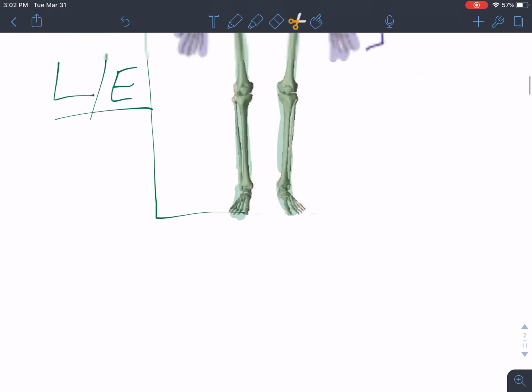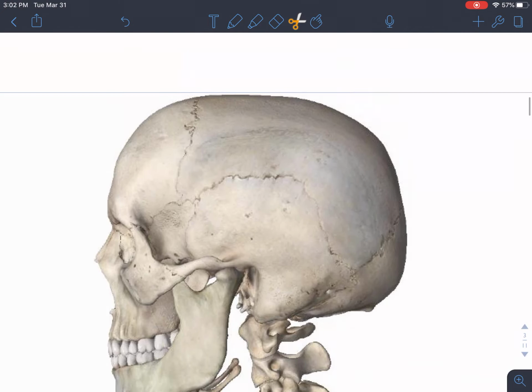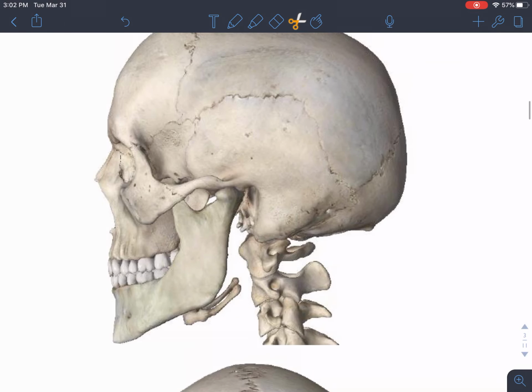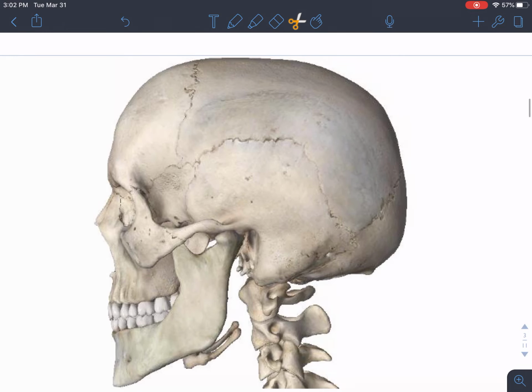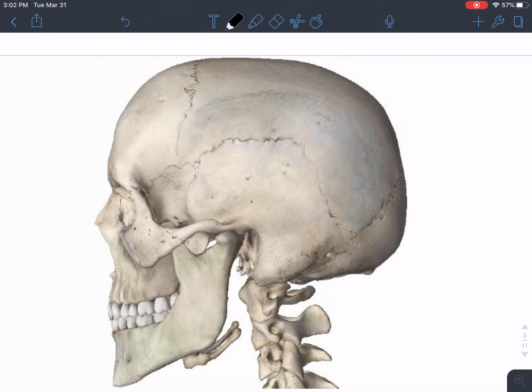What would that be? Okay, so the first division that we're going to dive into is the skull. We're going to go ahead and go through these bones that make up your skull. So we're not going to learn all of them. We're just going to learn the main ones.